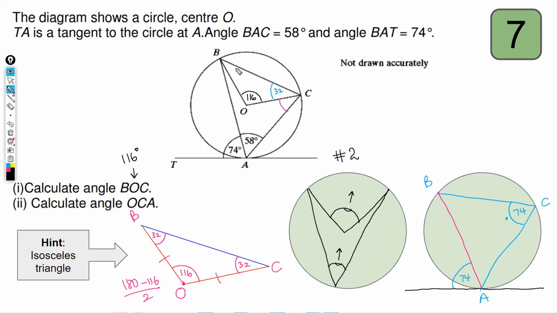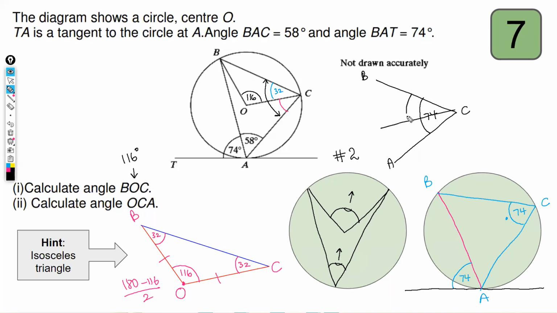Ignore this middle line here. They're really trying to say this whole angle here. Let me draw that. From B to C to A, that whole angle is 74. And you kind of split it.